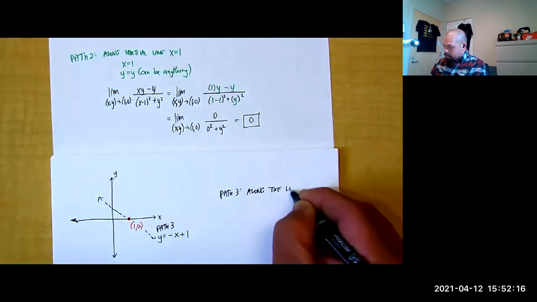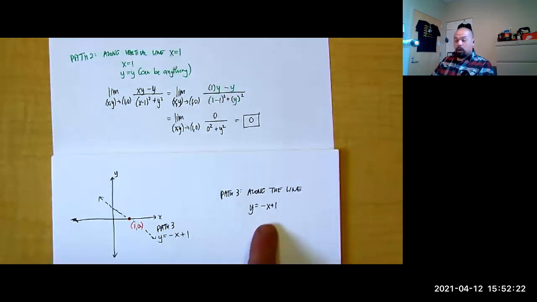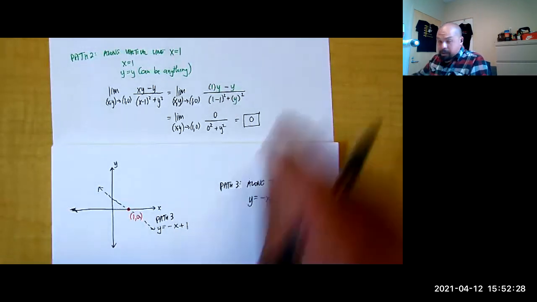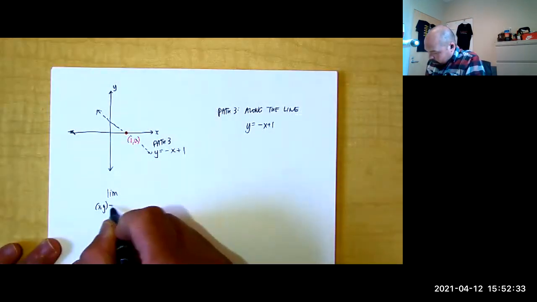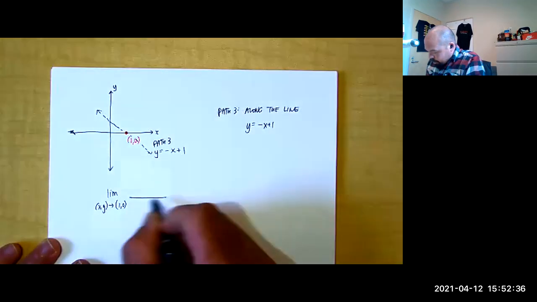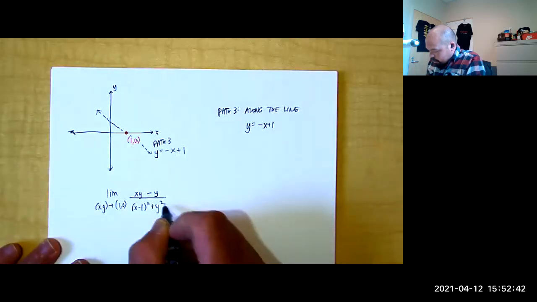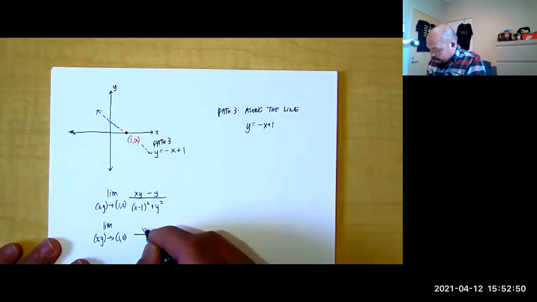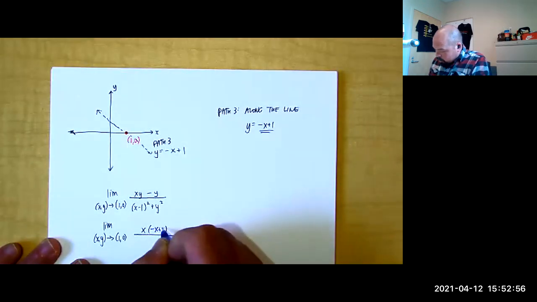Along the line y equals negative x plus 1, right? So that's going to give us exactly how we're going to substitute. That's what y needs to be equal to. So down here, shifting this up, taking this limit as (x, y) approaches (1, 0) of xy minus y over (x minus 1) squared plus y squared. Let's take our time algebraically. To substitute, x is going to stay, but now y is negative x plus 1.